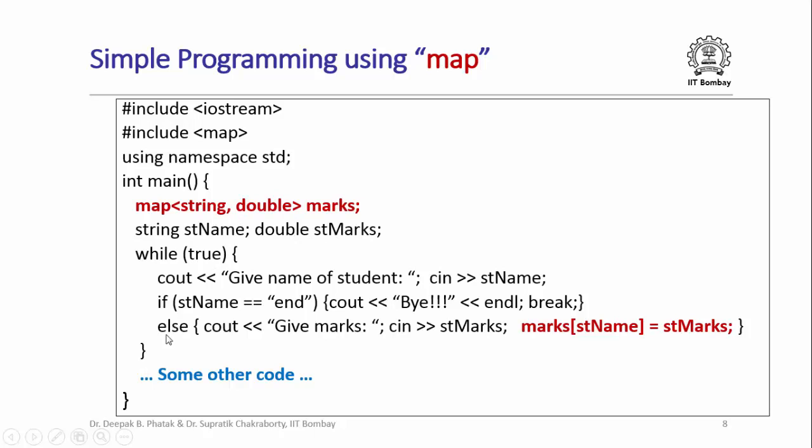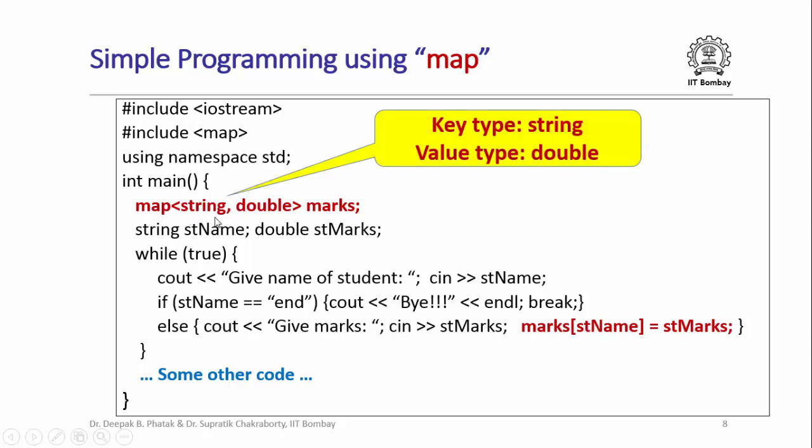And here I have a loop, and in this loop, I ask for the name of a student, read in the name of a student, and if the name of the student is input as end, then I print out bye and break from this while loop and come out and execute the remainder of the code. Otherwise, if you give the name of a student which is not end, then I will ask, give the marks of the student, I will read in the marks, and note what I am doing here. I am actually storing the marks of the student in this map indexed by the name of the student.